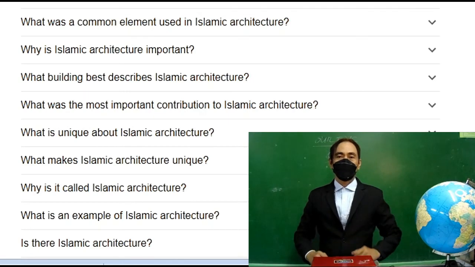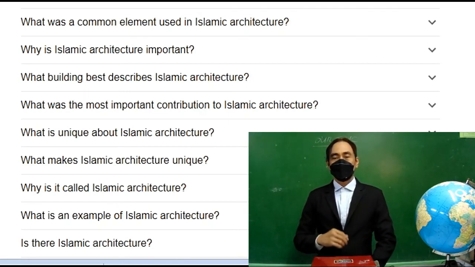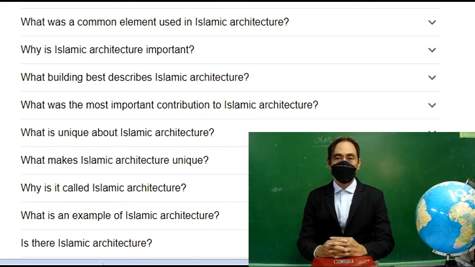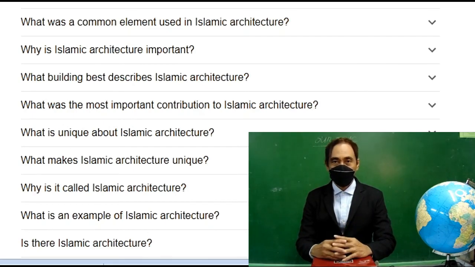Number 2 question, why is Islamic architecture important? Number 3, what building best described as Islamic architecture? Number 4, what was the most important contribution to Islamic architecture? Or what was the most important contribution of Islamic architecture to the world? That's how I correct that sentence. What is unique about Islamic architecture?